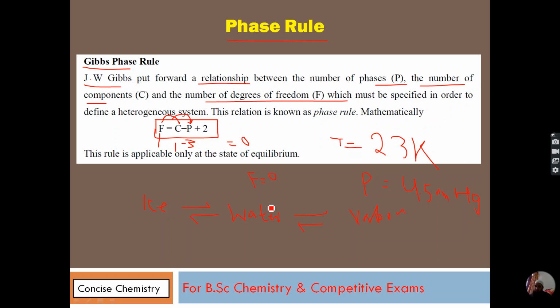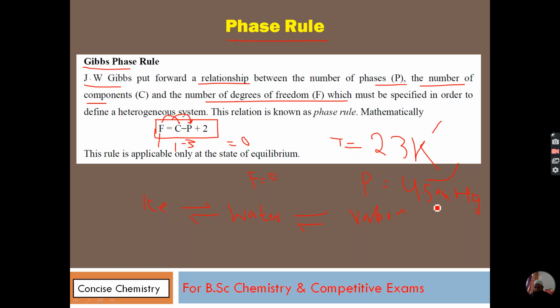Why? Because this equilibrium, no matter whatsoever, wherever you are, whatever the conditions you apply, you can achieve this equilibrium only when the temperature is 273 and the pressure is 4.5 mm of mercury. So above the conditions or below the conditions, you can never achieve this system where you have water as ice, water as liquid and water as vapor existing in equilibrium.